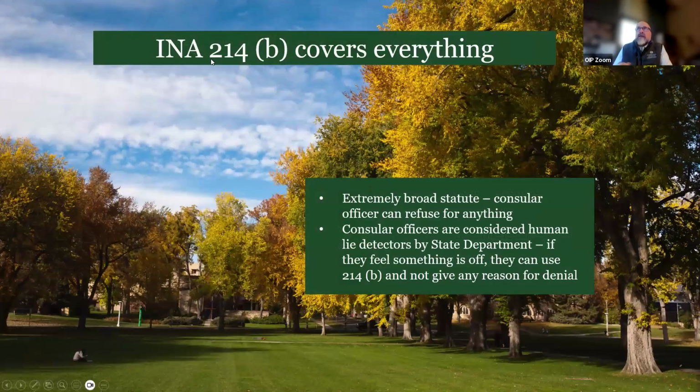All right, so I mentioned INA 214B, and this is a statute that covers everything. It's an extremely broad statute, so a consular officer can refuse for anything. And so I'll give you an example. One of my former bosses used to be the consulate officer in the U.S. Embassy in Mexico City. And she said at times they decided to deny students based on the color of their socks. And you think, well, that's weird.